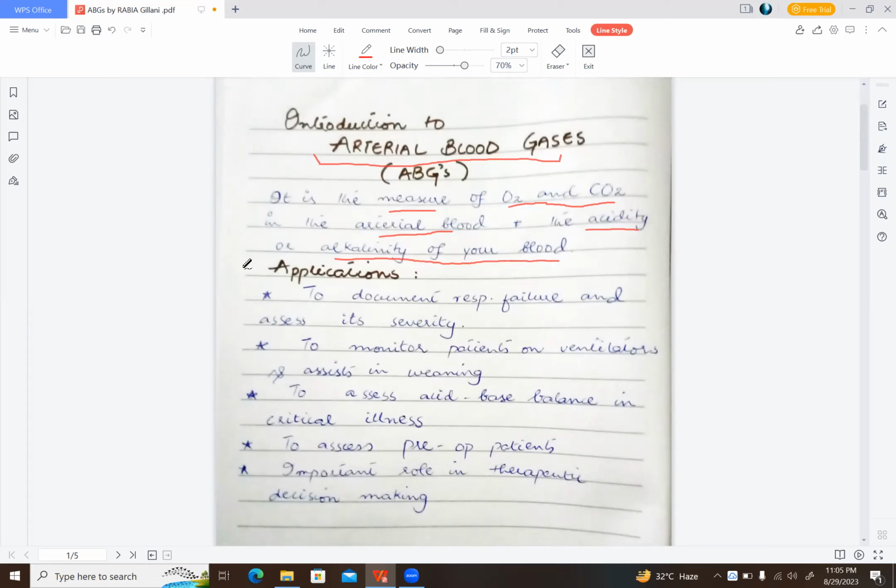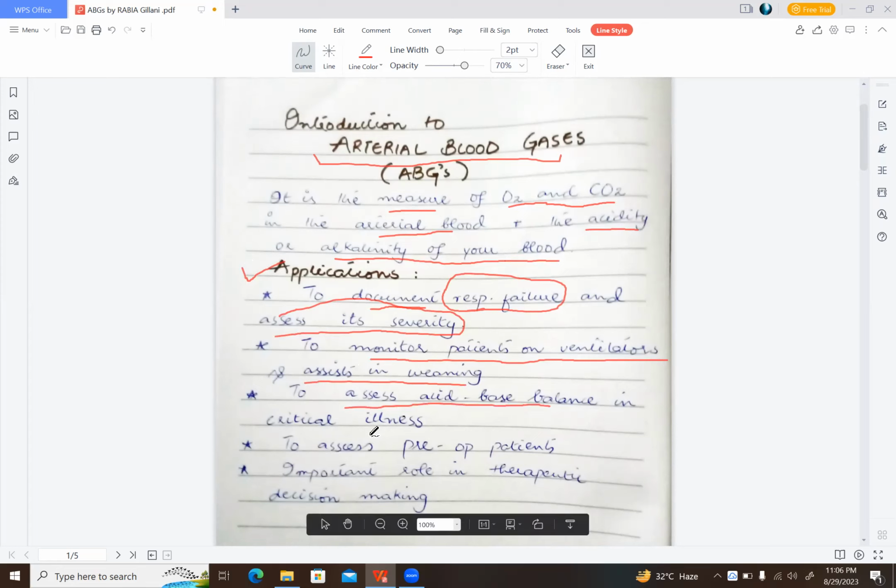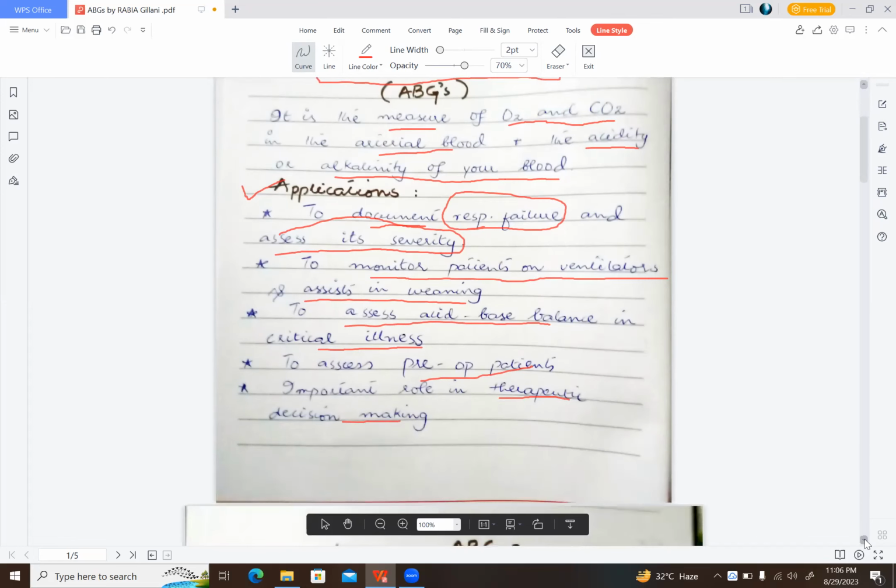Okay. What are the applications of this arterial blood gases? It is used to document the respiratory failure, and it is used to assess its severity. You monitor the patients who are on ventilators and assist in weaning. It also assesses the acid-base balance in critical illnesses and assess the pre-op patient, and it has also important role in the therapeutic decision making. So this is the applications.